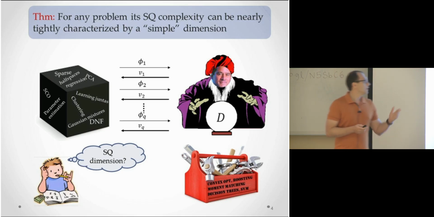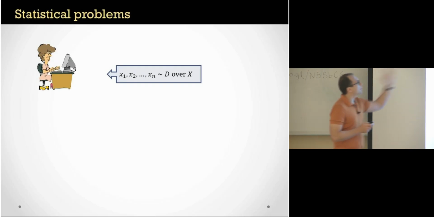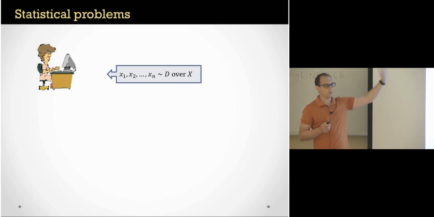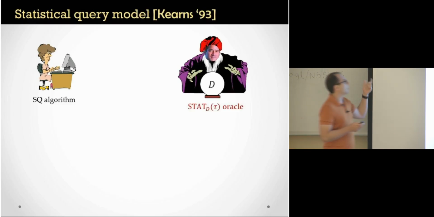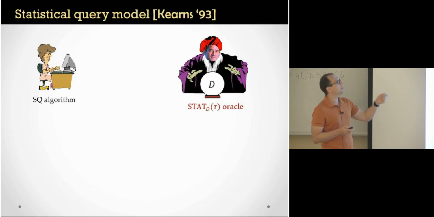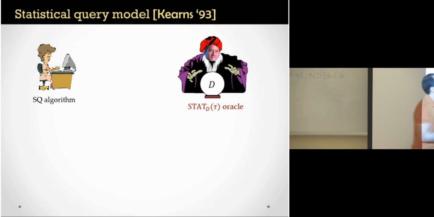So now let me give you a bit more details about this whole approach. As I mentioned, we'll be looking at problems where you would normally think of your input as consisting of IID samples from some distribution D about which you want to learn something. Here we'll be looking at the model in which the algorithm, which is the statistical query algorithm, will interact with an oracle, first defined by Michael Kearns in '93.